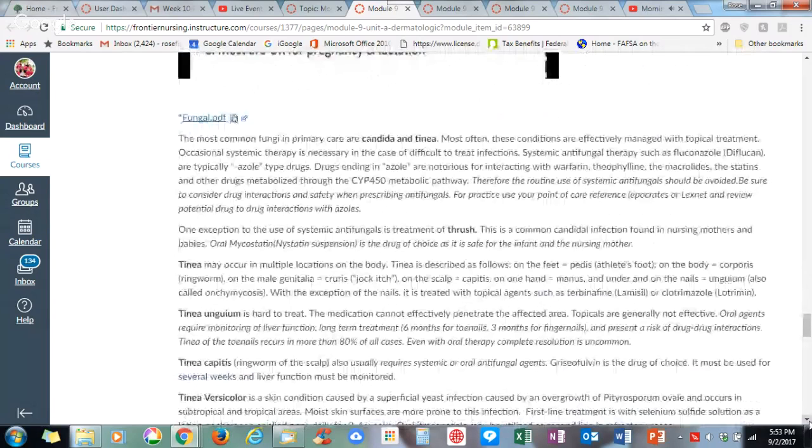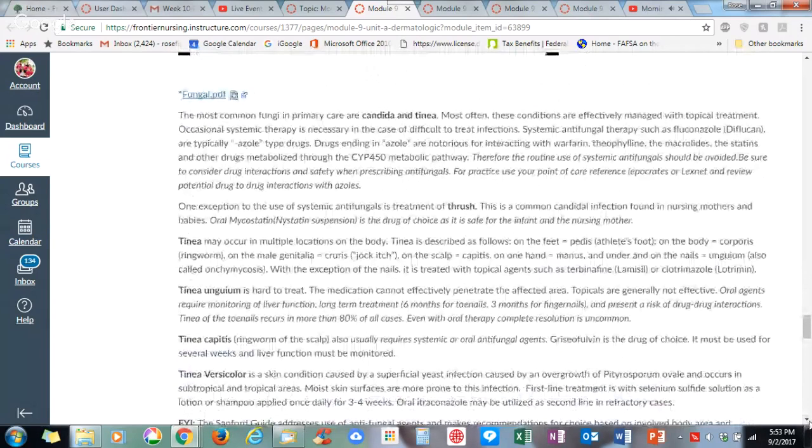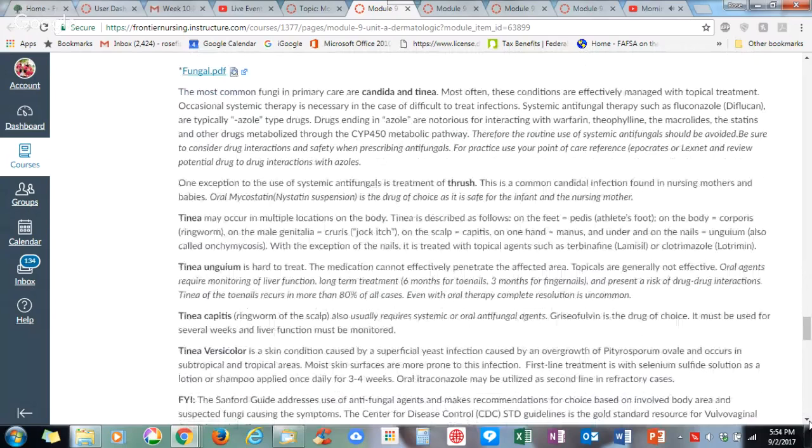Fungal infections. The most common fungi in primary care are Candida and Tinea. Most often, these conditions are effectively managed with topical treatment. Occasional systemic therapy is necessary in the case of difficult-to-treat infections. Systemic antifungal therapies such as fluconazole or Diflucan are typically azole-type drugs.